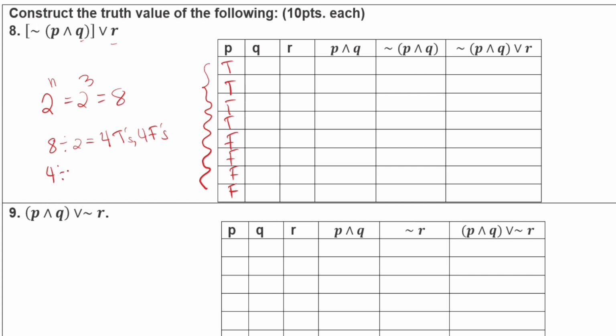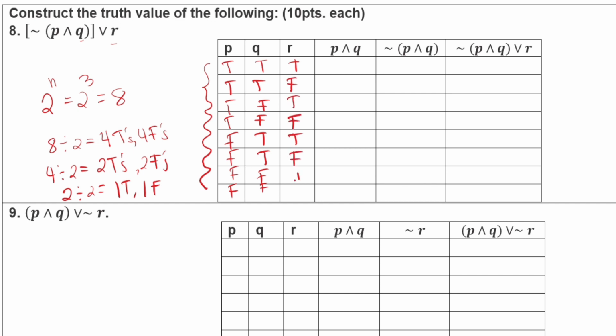After that, 4 divided by 2, we have 2. So 2 truths and 2 false. We have here true, true, false, false, true, true, false, false. 2 divided by 2, that is 1. 1 true, 1 false. True, false, true, false, true, false, true, false. That is how you solve the first 3 columns.